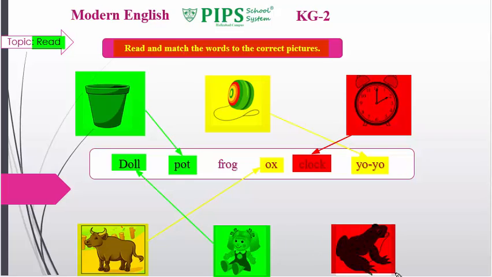Last one is frog, and here are the spellings of frog. Now we will match the frog with its spellings like this.